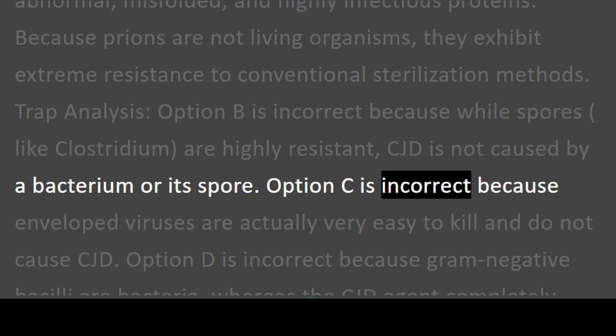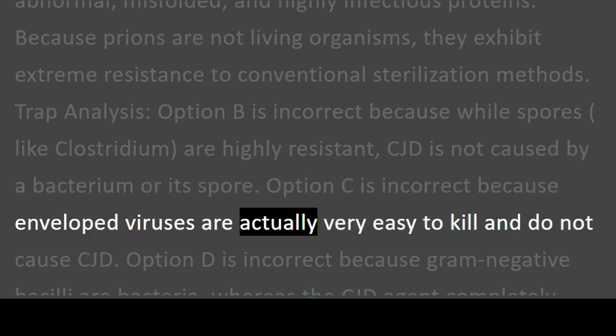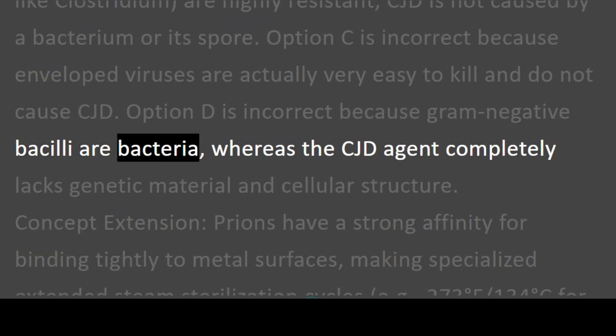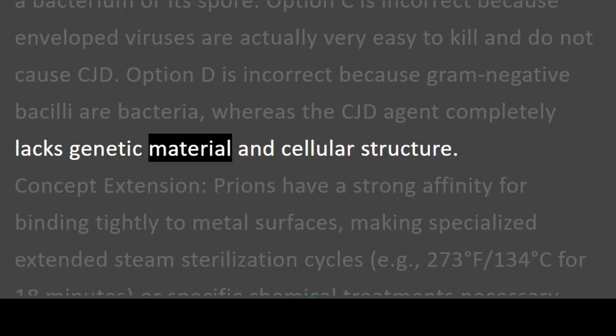Option C is incorrect because enveloped viruses are actually very easy to kill and do not cause CJD. Option D is incorrect because gram-negative bacilli are bacteria, whereas the CJD agent completely lacks genetic material and cellular structure.